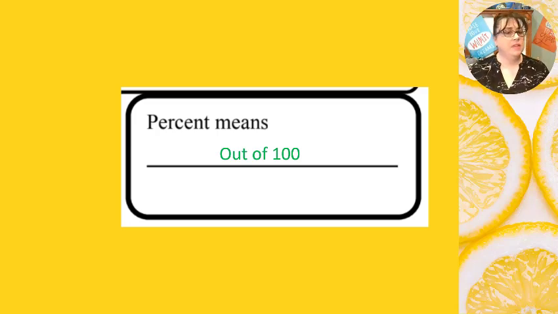Let's get started with a definition of percent. Percent means out of 100. And so everything that we're going to be looking at means that we're going to start with this idea of how can we convert something to meaning out of 100.